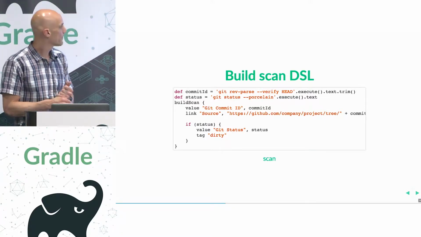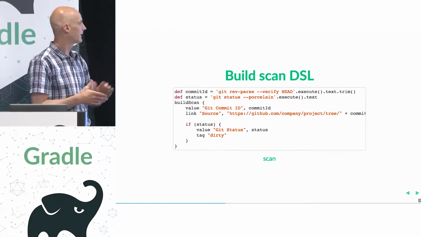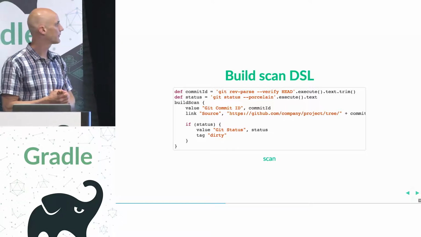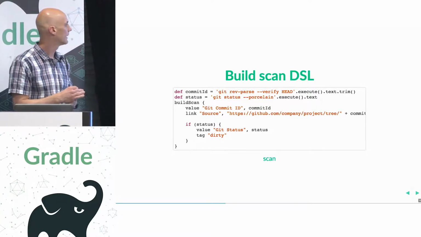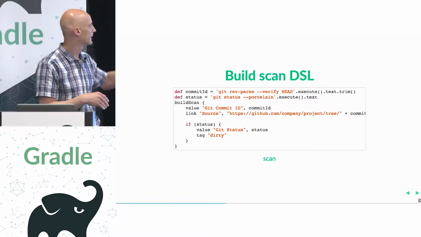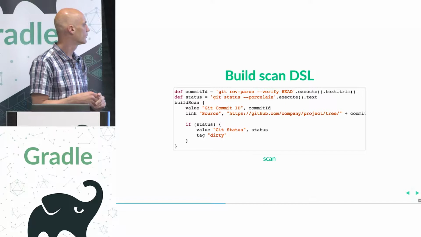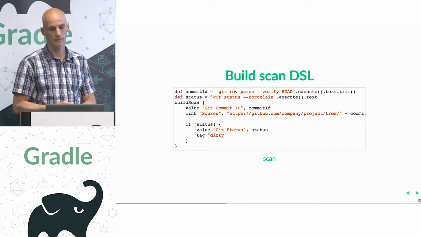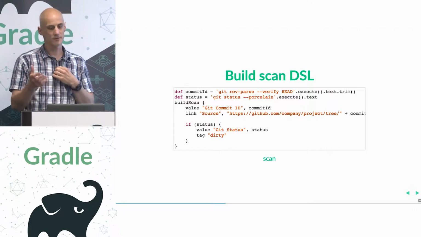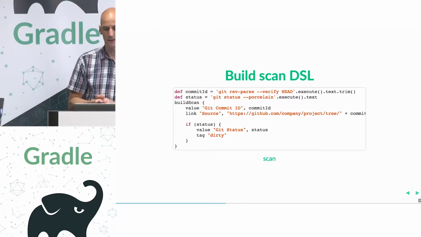So how do you do this? Again, a bit of code here. We're just calling git directly. So we're in the Gradle build script. We have Groovy available. Really easy to just invoke a command. And then we capture that information as custom values and as custom links. And conditionally, we also add the dirty tag. So you see, in the end, it's just your logic in here. Adding the tag is one line. That's not the issue.